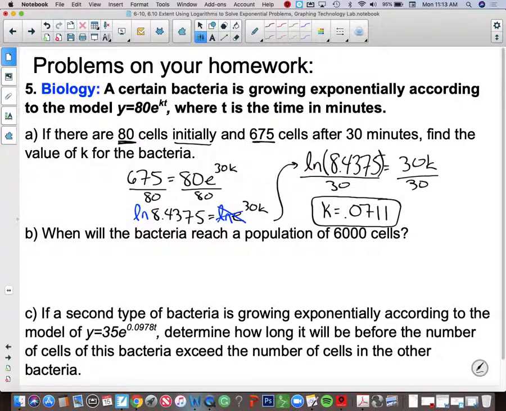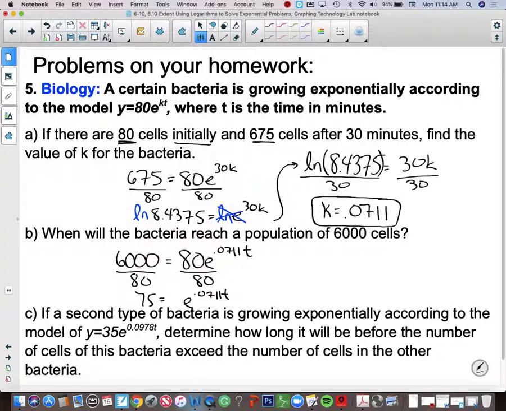So for B, when will the bacteria reach a population of 6,000 cells? So now we're going to use that value of k and solve for t here. So the ending amount is 6,000, and our initial amount doesn't change. We still have 80 at the beginning, and then we're going to have 0.0711 times t. The process here is exactly the same when we solve for t as we did for k. So divide the 80 out. So 6,000 divided by 80 in your calculator is 75. 75 equals e to the 0.0711 t.